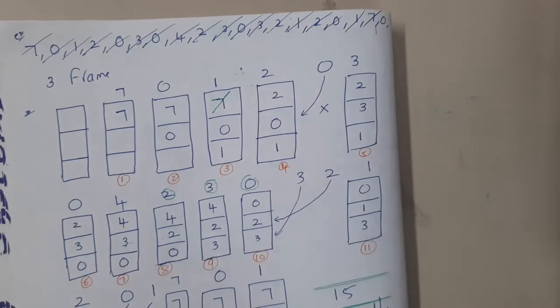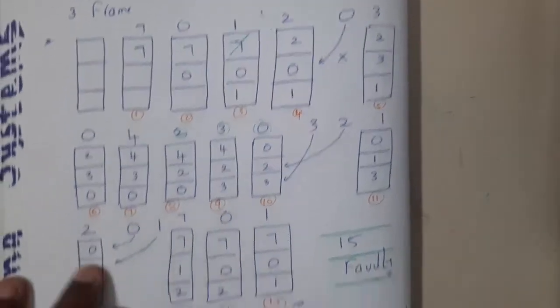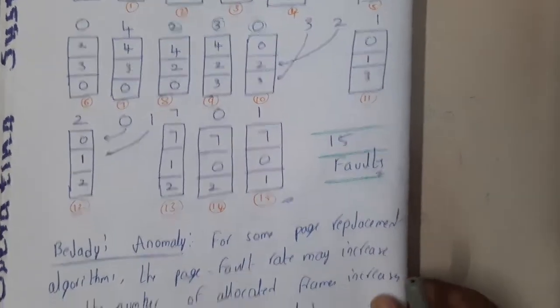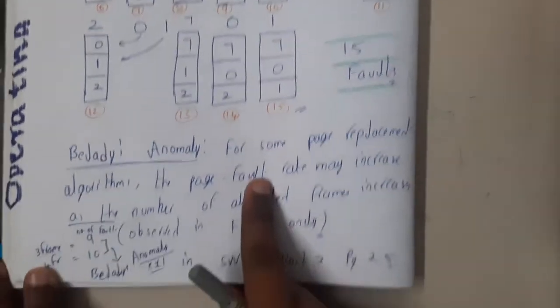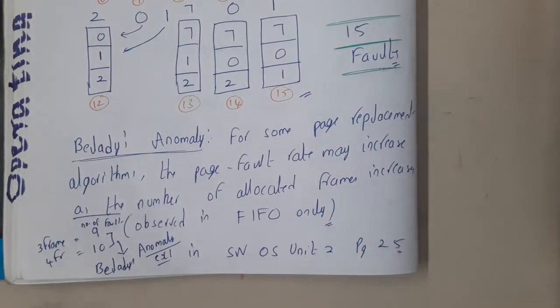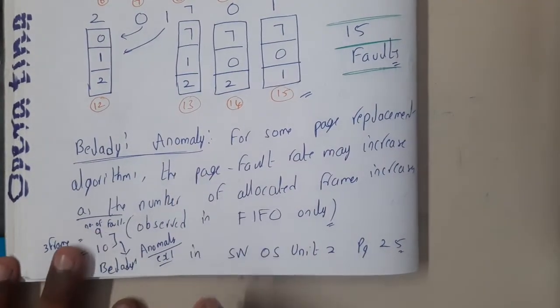And we are just blindly doing it based on who is coming first. So that's not a good idea, right? Yes. So that is the reason why FIFO is not that much used, and there is a huge disadvantage with respect to this FIFO, guys. So that is called Belady's anomaly, guys. So what exactly is this anomaly?